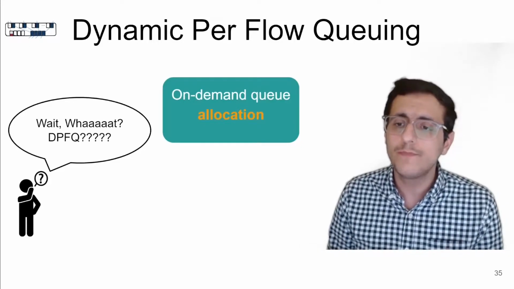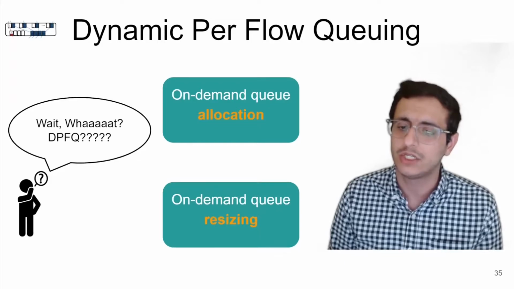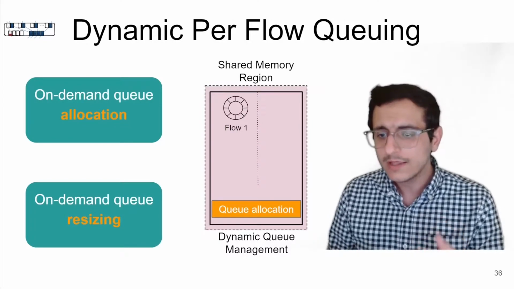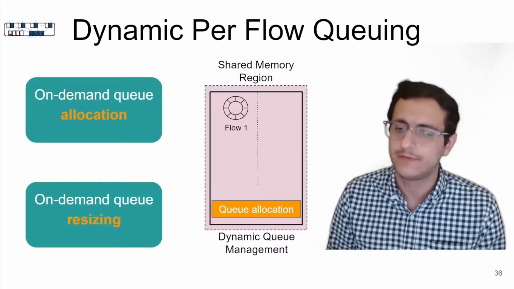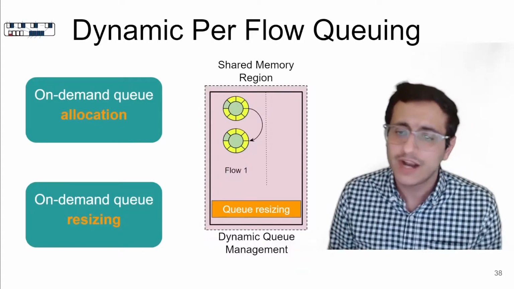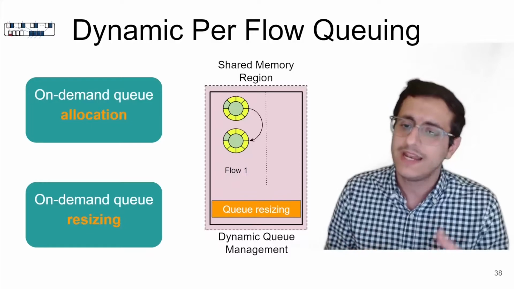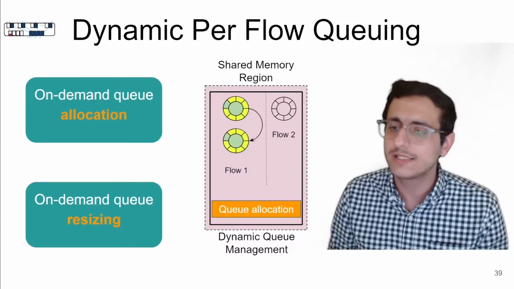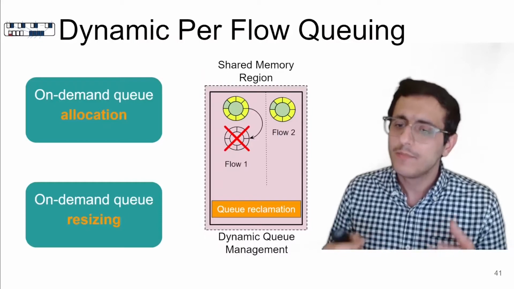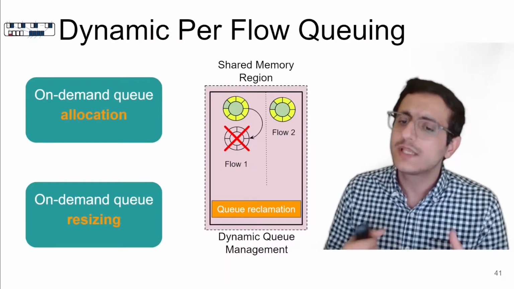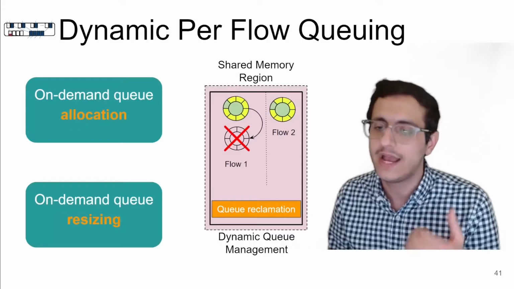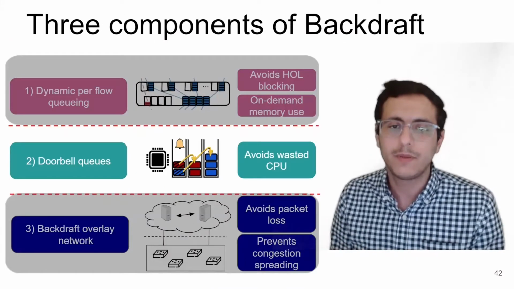Dynamic per flow queuing follows 2 basic principles. First, on-demand queue allocation. Second, on-demand queue resizing. Here is how dynamic per flow queuing works. Let's say we have a new flow, we allocate a new queue for it, and it starts building up, and then once we reach a particular threshold, we resize this queue with an extended ring. We have a new flow in the system, so we allocate another queue, and it starts building up. Meanwhile, our receiver consumes some of the packets in one of the queues, and because we have an empty ring, we reclaim that extra extended ring buffer. This is how dynamic per flow queuing works.